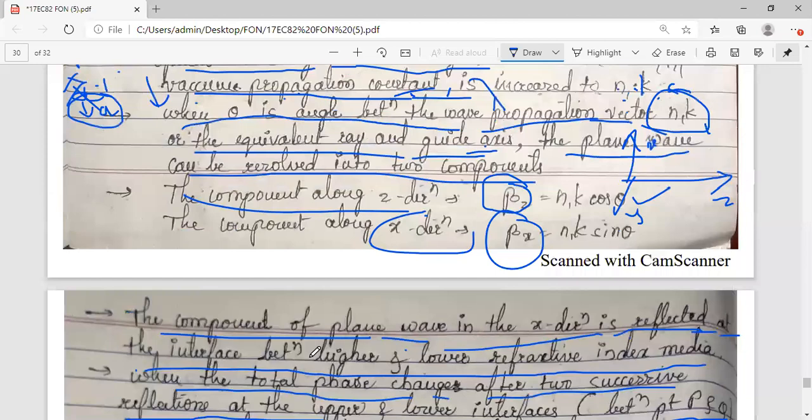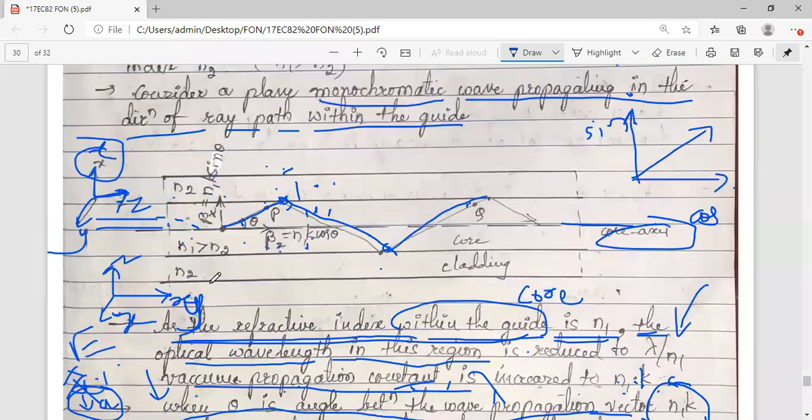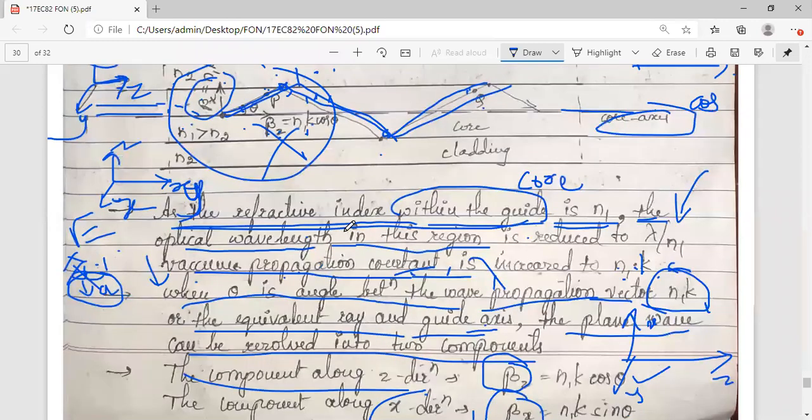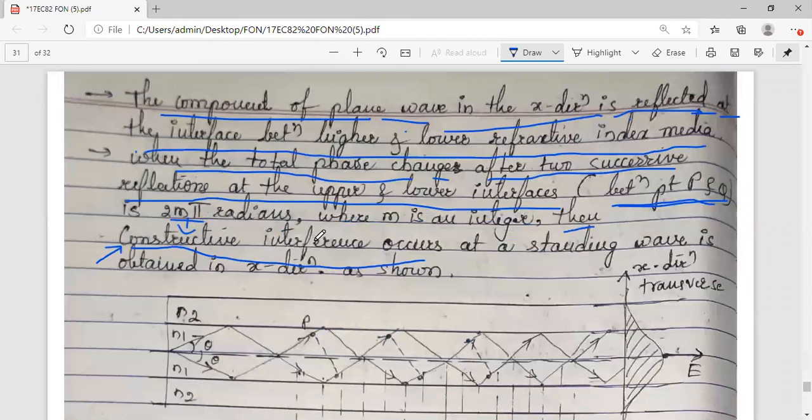So what is happening? Out of these resolved components, the horizontal is not in the picture, only the vertical component will go on, and there is a phase change happening. And as there is a phase change, constructive interference occurs. Constructive interference, I will show you the figure, you'll understand.